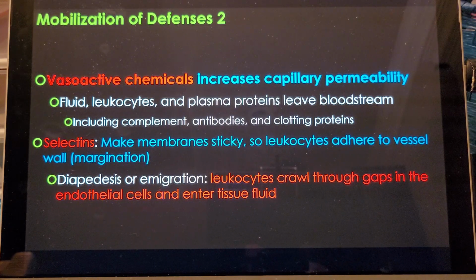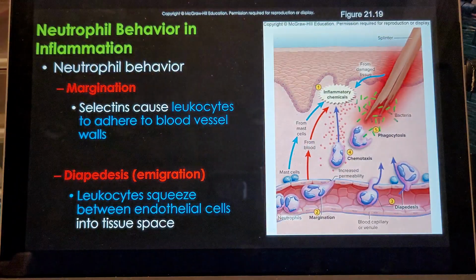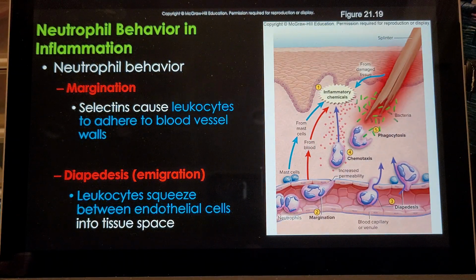Also, selectins will help with attracting those white blood cells to the walls of your capillary. So it's kind of like, hey, hold on, catch you, bring you in so you can go to the tissues. Okay, so one type of white blood cell that is attracted to an area of infection is a neutrophil.